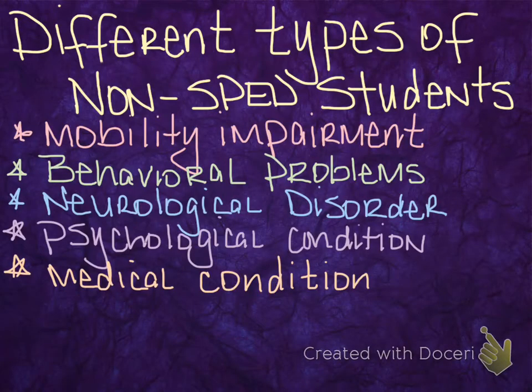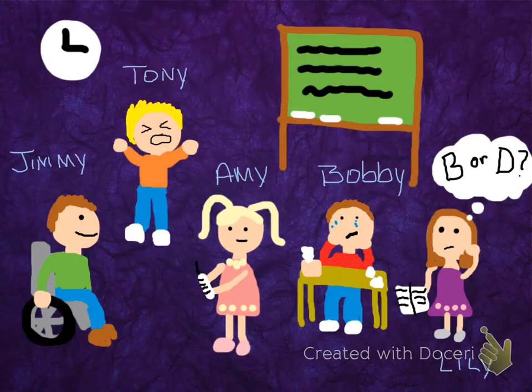Different types of non-special education students include mobility impairment, behavioral problems, neurological disorders, psychological conditions, and medical conditions. Now let's talk about the different types of non-special ed students.